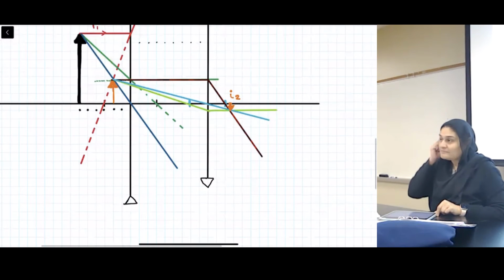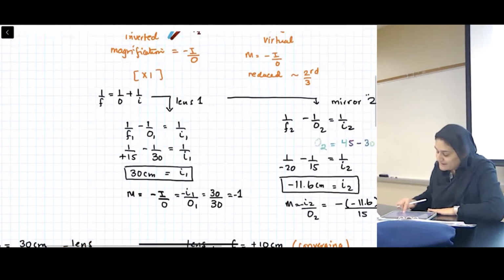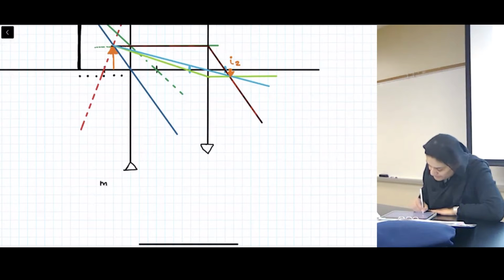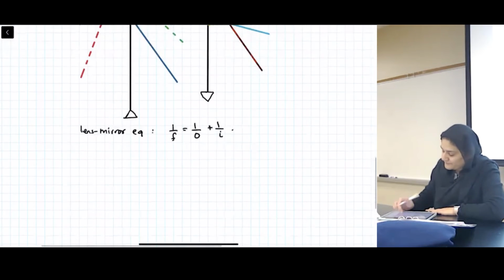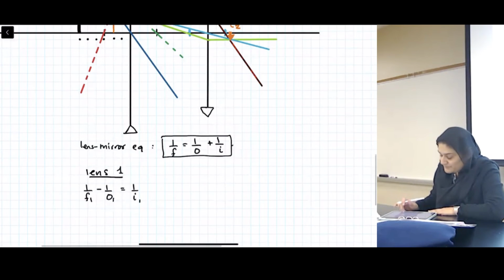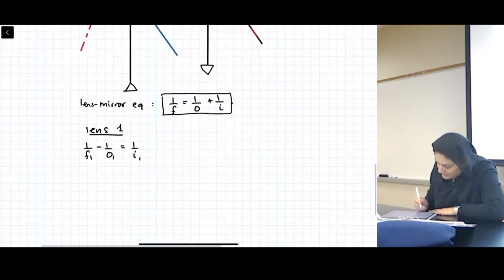Let's do the math for this one as well. So I'm going to follow the same recipe as I did here. I'm going to write my mirror equation at the top. So my lens mirror equation, 1 over F equals 1 over O plus 1 over I. So then for my lens 1, 1 over F1 minus 1 over O1 equals 1 over I1. What was my F1? Negative 15. So this would be minus 1 over 15 minus 1 over 30 equals 1 over I1.